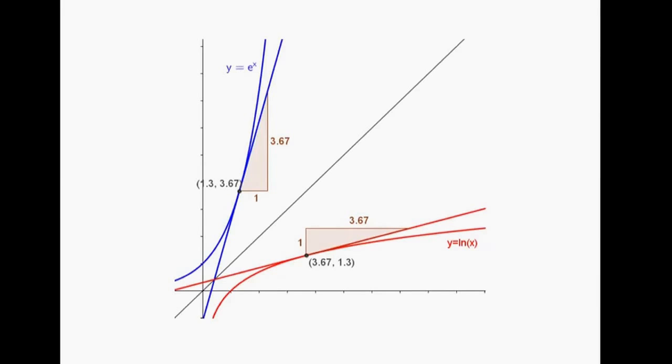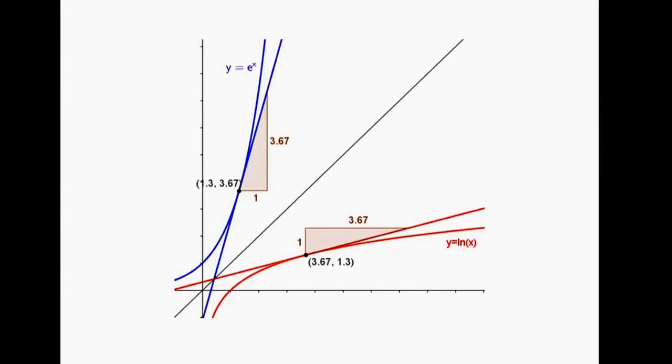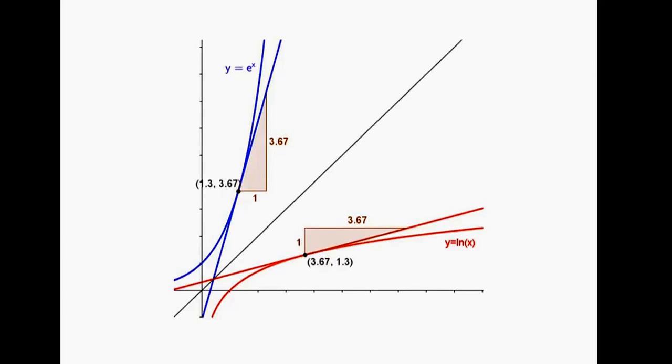In this diagram we've got the graph of e to the x reflected in the line y equals x, and its tangent has also been reflected, as is this handy little gradient triangle. Now we know from y equals e to the x that its gradient is equal to the y coordinate at that point. When you reflect it, that 3.67 as a y coordinate on e to the x becomes an x coordinate on the inverse function, log of x. And of course this 3.67 in the gradient triangle appears over here.